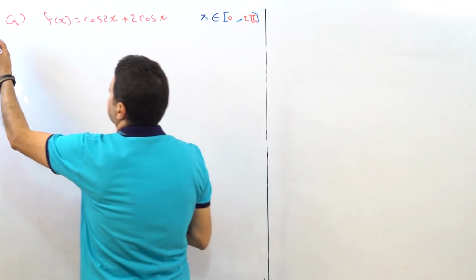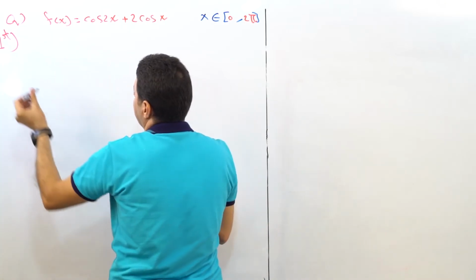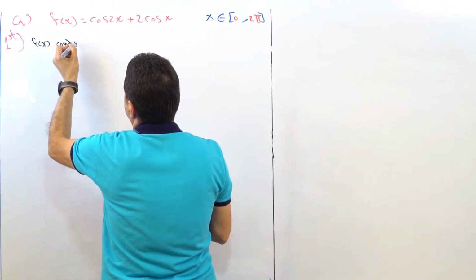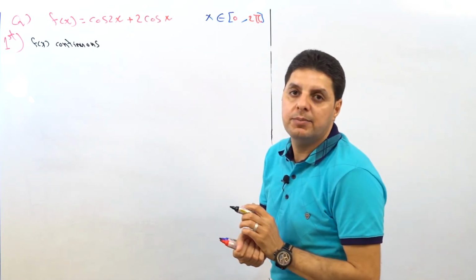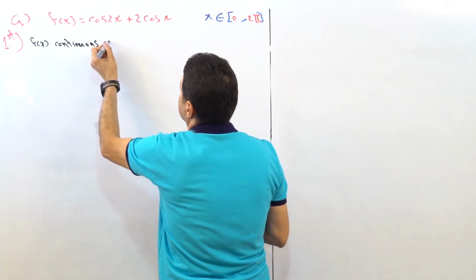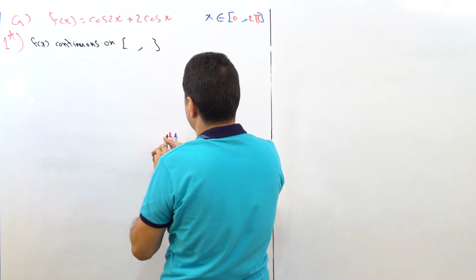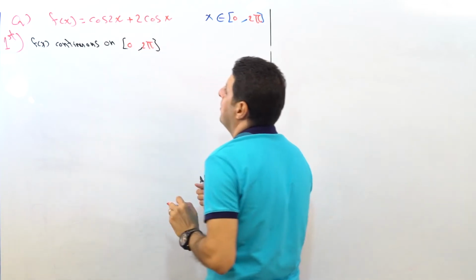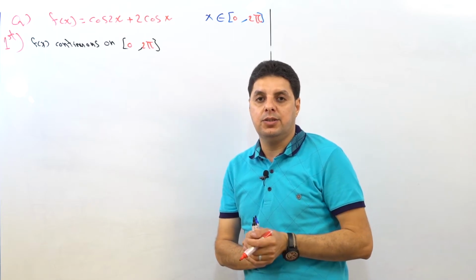First condition: f of x is continuous on the closed interval 0 to 2 pi. The function is continuous on the interval 0 to 2 pi.